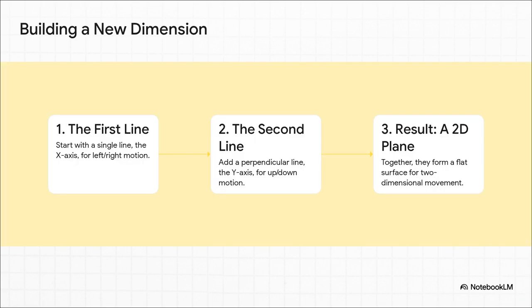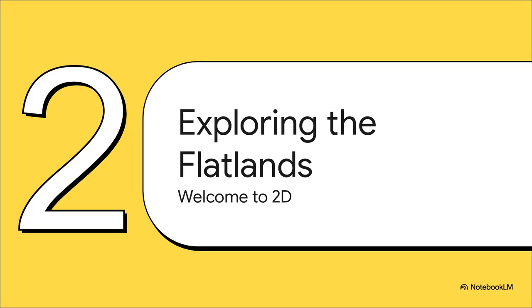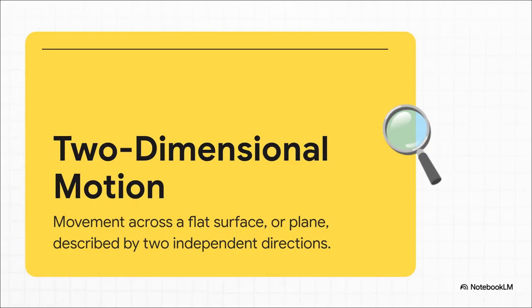Well, this is how we build a new dimension. We take that first line, let's call it the x-axis for all that back and forth motion, then we add a brand new line running at a perfect right angle to it. This will be our y-axis for up and down motion. And boom, just like that, you've created a whole new world. And suddenly, we are not stuck on a track anymore. We can roam freely across a completely flat surface. This is the world of a video game screen, a piece of paper, a map. Welcome to two-dimensional motion.